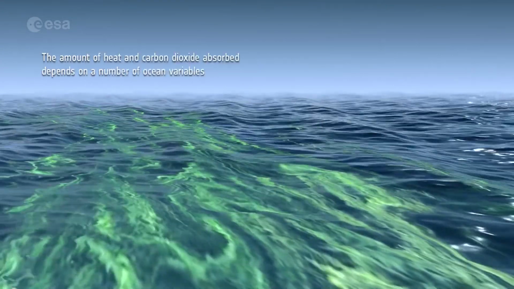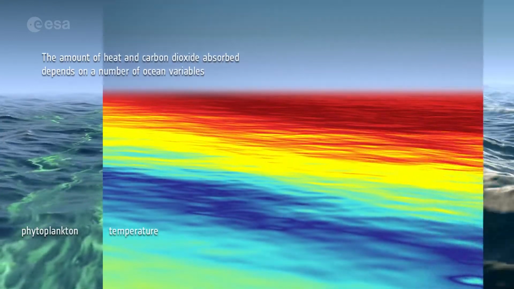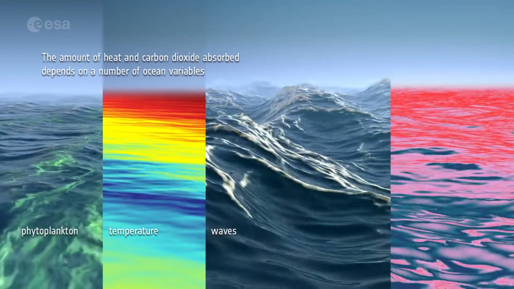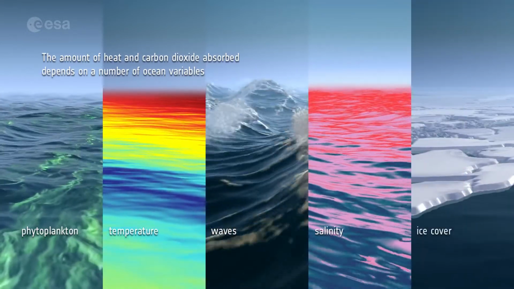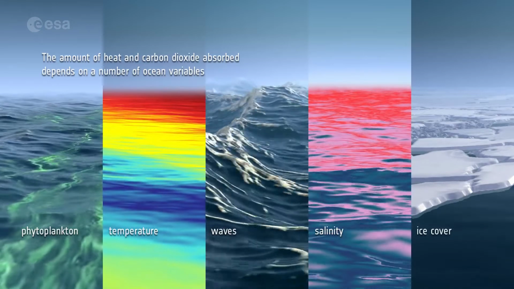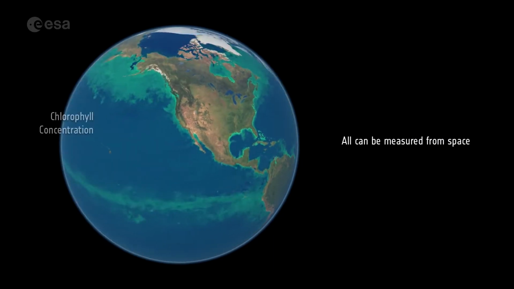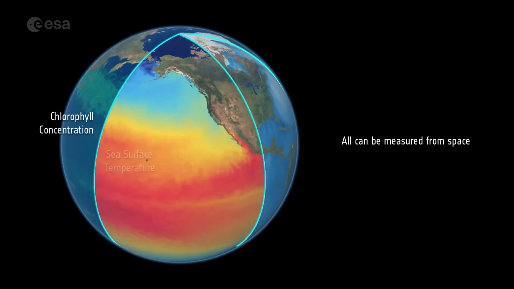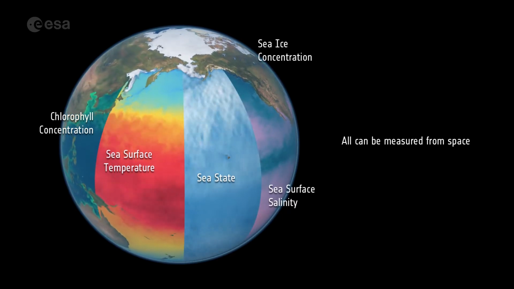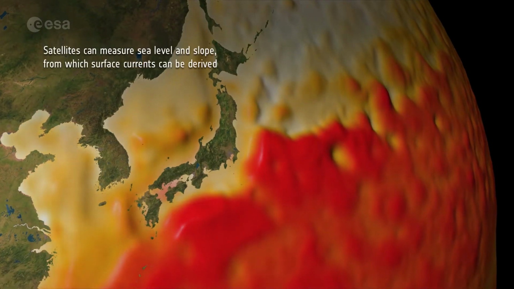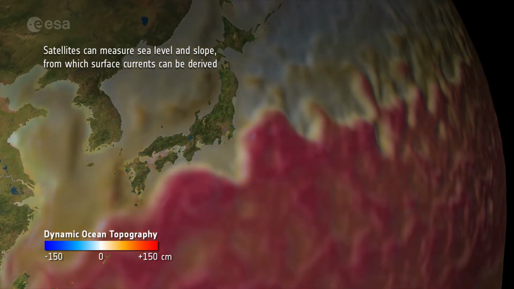The amount of heat and carbon dioxide absorbed depends on a number of ocean variables: phytoplankton, temperature, waves, salinity, and ice cover, all of which can be measured from space. Satellites can measure sea level and slope, from which surface currents can be derived.